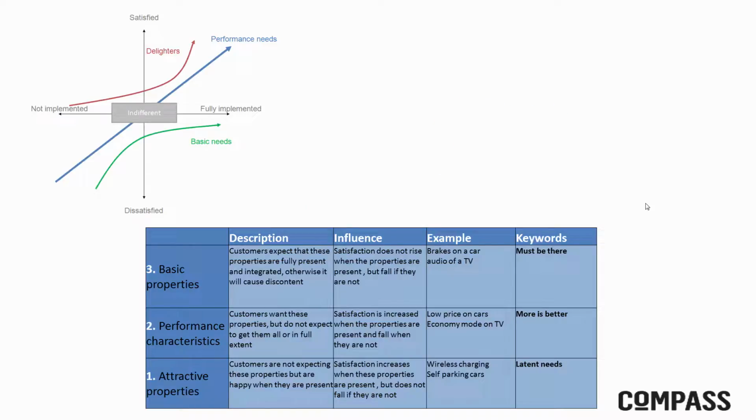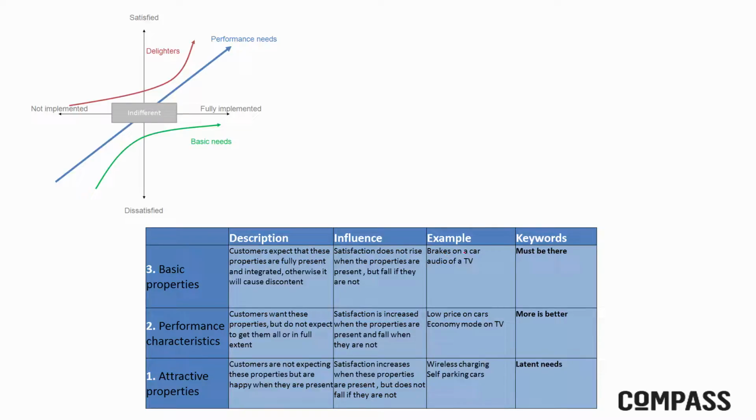Let me give you some more information concerning the model. So over here, basic properties. The description: customers expect that these properties are fully present and integrated. Integrated means that they work. Otherwise it will cause discontent. And the idea is that satisfaction does not rise when they are present, because that's what we expected when we bought the product. But it will certainly fall if they are not.